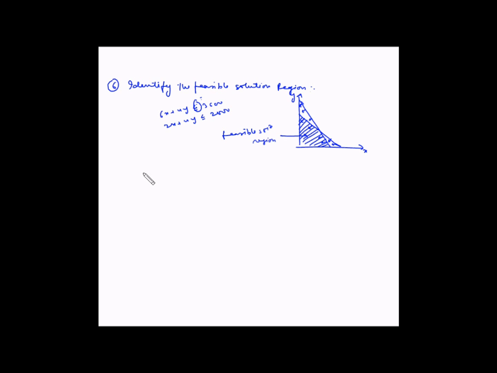So once we have identified the feasible solution region, the next step is to identify the optimal solution.